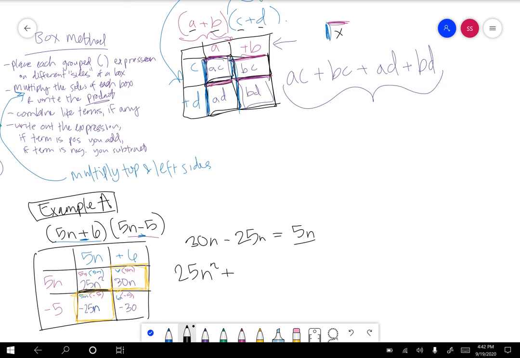Next we have 5n, it's positive, so we would do adding. And then the last one is -30, so we would subtract 30. Okay, so there's your answer.